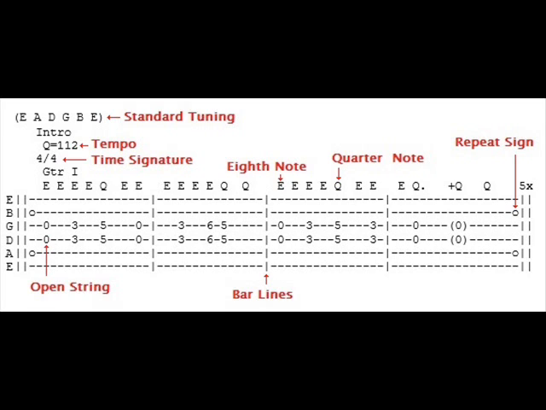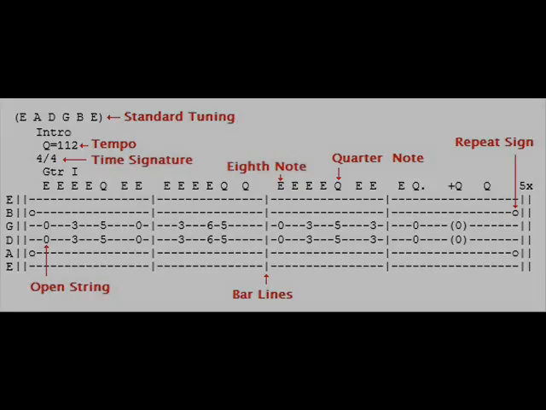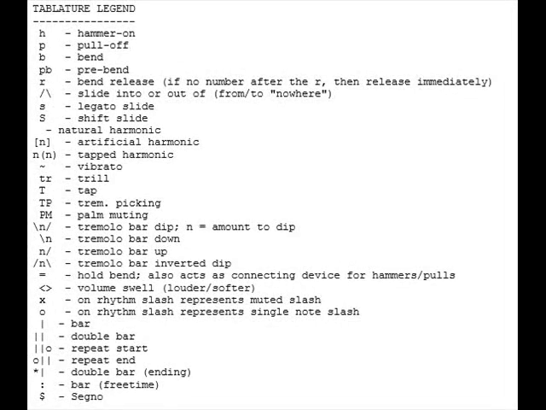Open strings are indicated by the number 0, while numbers like 3 or 5 are used to indicate the exact fret on notes to be played. Sometimes rhythm values like quarter notes and eighth notes are indicated by the capital letters Q and E respectively. If the author is really thorough, they may even include a tablature legend. Most of the advanced guitar techniques like hammer-ons, pull-offs, and bends are explained here.